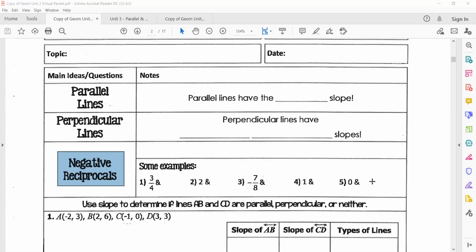Now, these last two are kind of unique. 1 is the only number that is its own reciprocal, because 1/1 is the same as 1/1. 0 doesn't have a reciprocal, except in our case, for it to be perpendicular, what kind of line do we have to have? If we have a line with a 0 slope, we need another line to be perpendicular to it. What's the slope of that second line have to be?